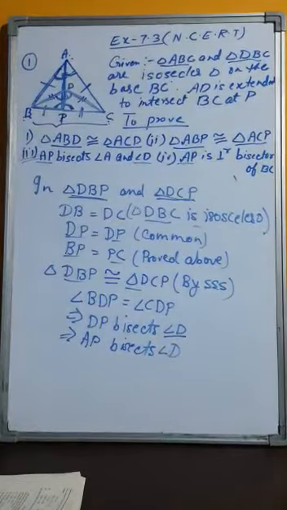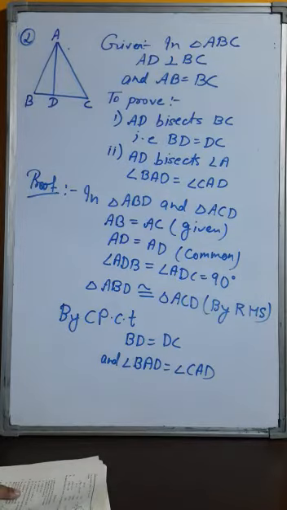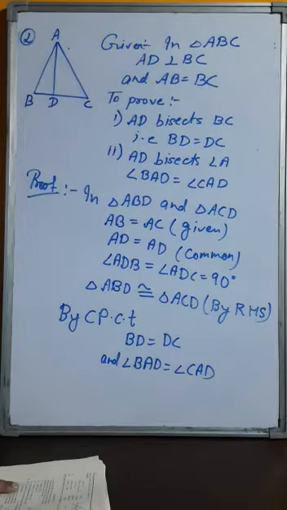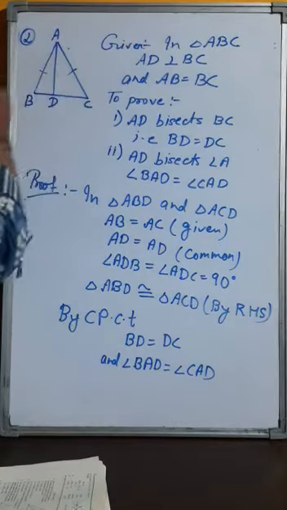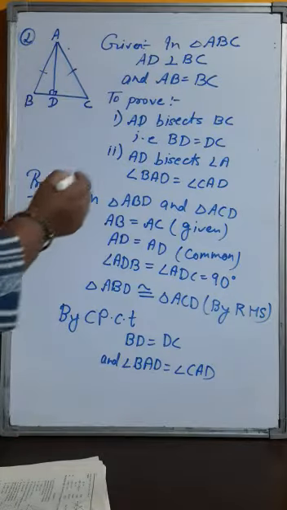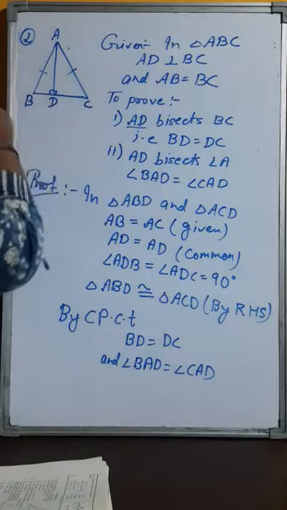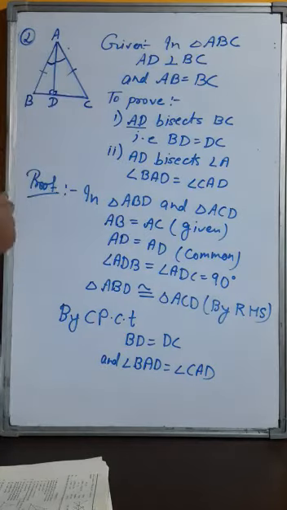Let us move to question number 2. Question number 2 says AD is an altitude of an isosceles triangle ABC in which AB is equal to AC. Show that AD bisects BC and AD bisects angle A. You can see here I have made an isosceles triangle ABC in which AB is equal to AC and AD is perpendicular on the side BC. We have to prove that AD bisects BC. This means we have to prove that BD is equal to DC, and AD bisects angle A. This means we have to prove BAD equal to CAD.